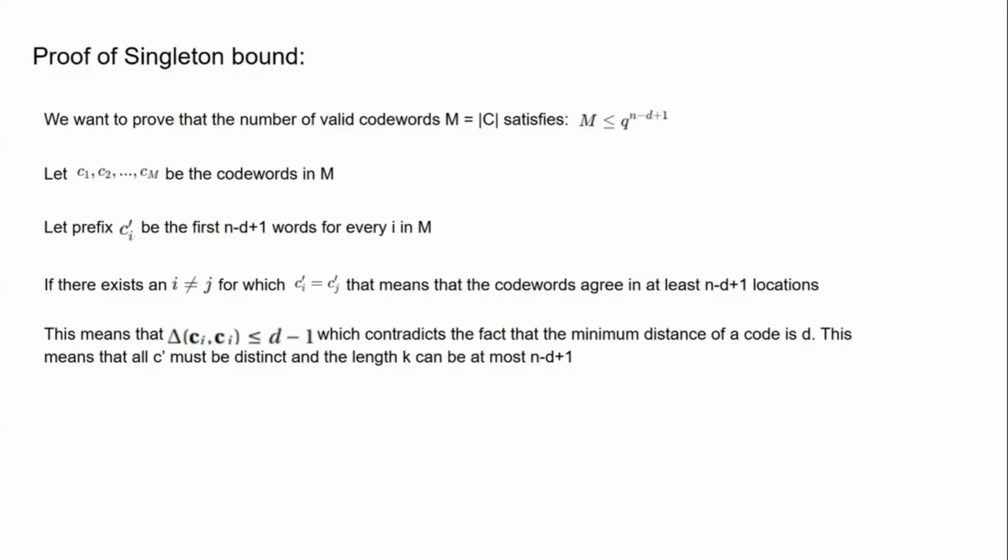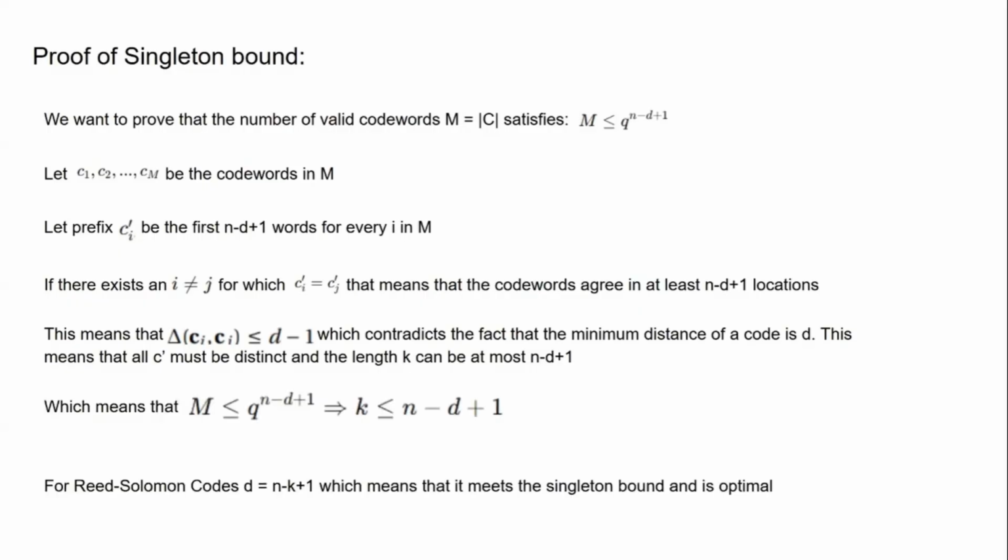This means that all Ci prime must be distinct and that the length of k can be at most n minus d plus 1. This means that M is less than or equal to q to the n minus d plus 1, and that k is at most n minus d plus 1, which is the singleton bound. For Reed-Solomon codes, d equals n minus k plus 1, which means that it meets the singleton bound and is optimal.